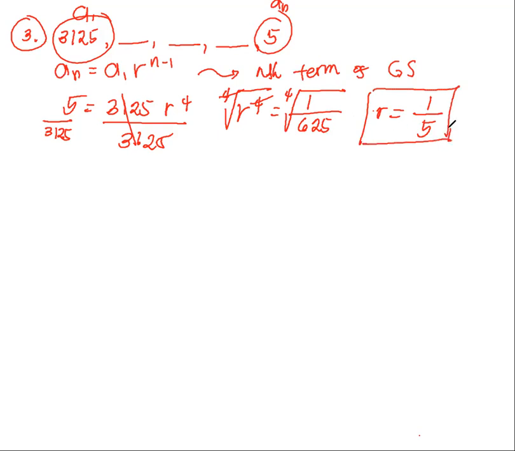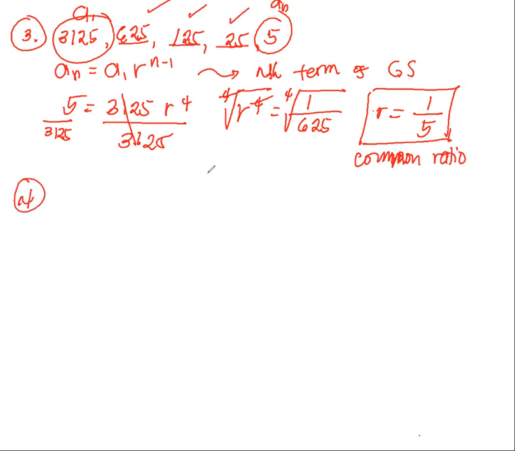So since you know already your r, the common ratio, then madali na natin ito makukuha. So that's 3,125 times 1/5. That's 625 times 1/5, 125 times 1/5, 25, and times 1/5, you'll get 5. Okay? So by getting the common ratio, you're able to get the next terms.